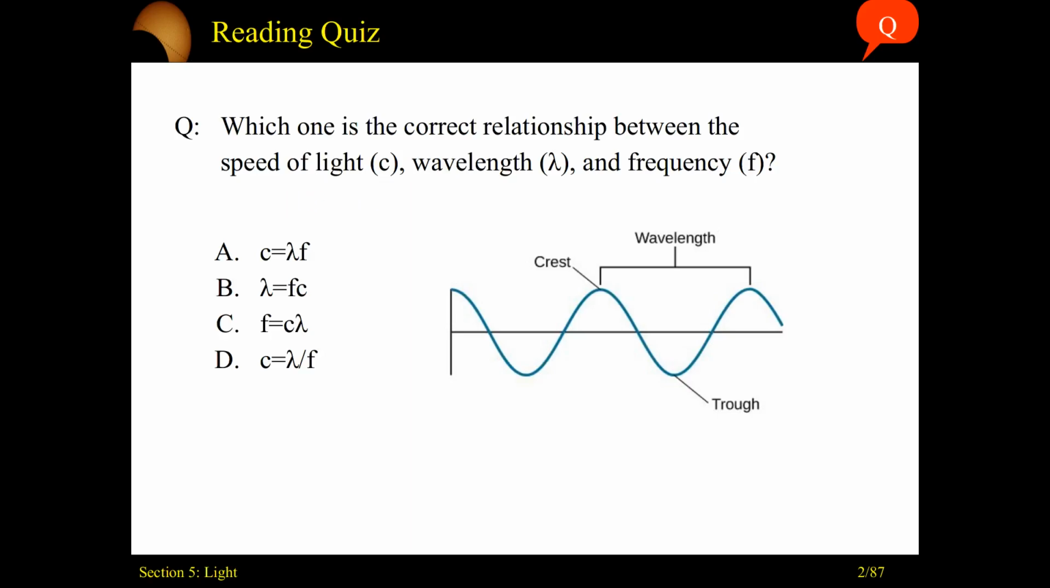Now, figure out our units. If the speed of light is a distance per time, a meter per second, wavelength's a meter, and a frequency is oscillations per second, then you're left with A. The speed of light is a wavelength times a frequency. And this equation will come up again and again for us.